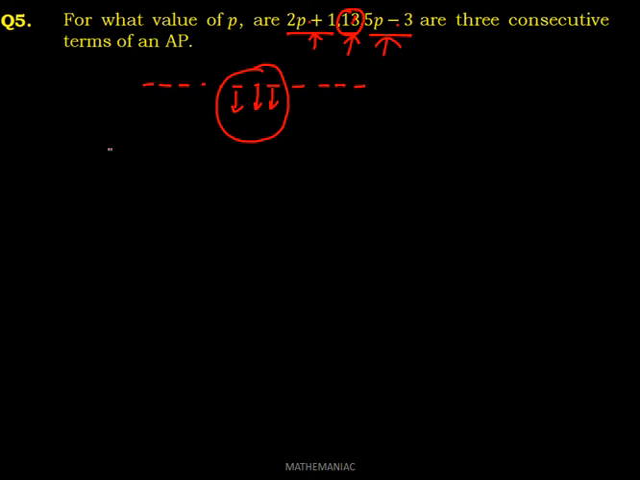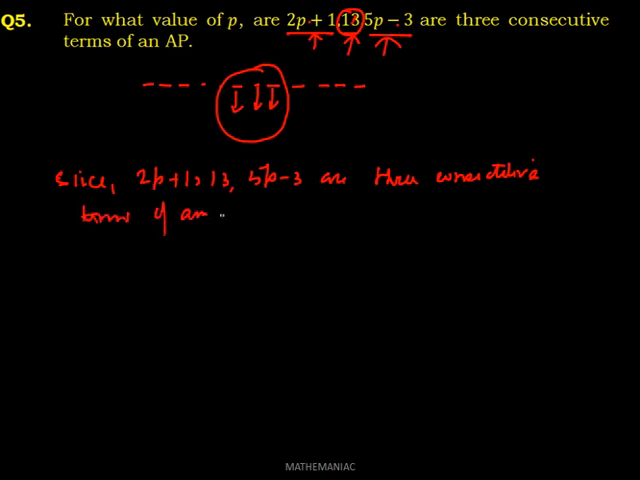So we will not explain so much, we'll just write directly, since 2p plus 1, 13, 5p minus 3 are 3 consecutive terms of an AP. Therefore, what should I get? 13 minus (2p plus 1) equal to 5p minus 3 minus 13.